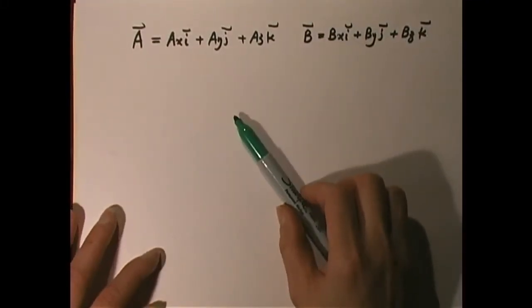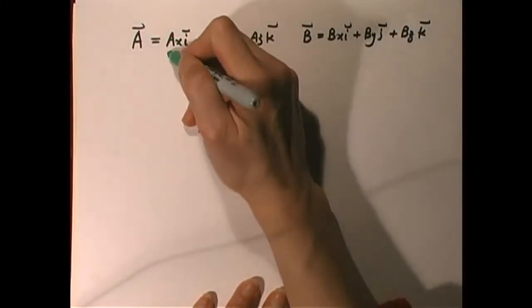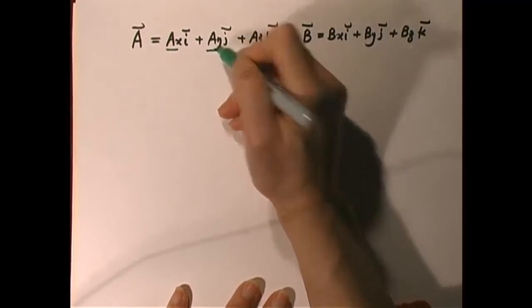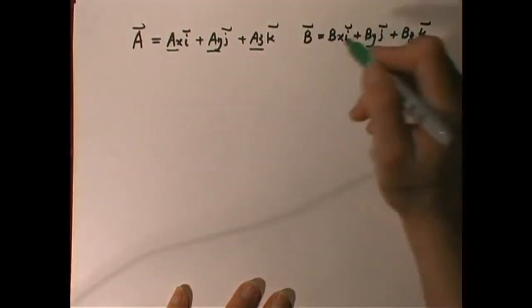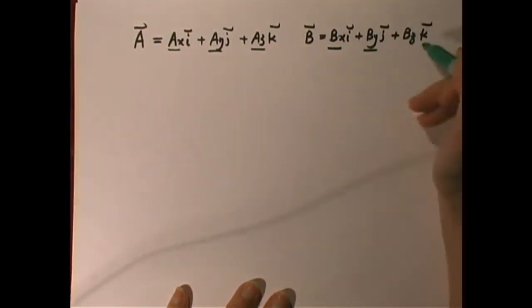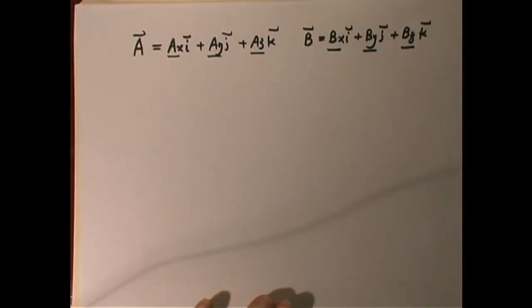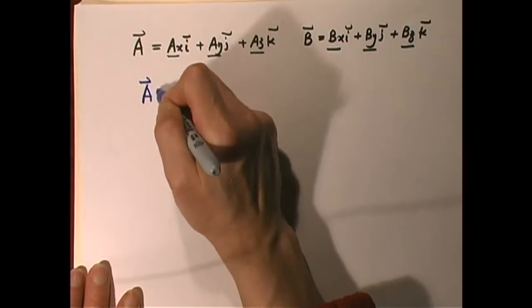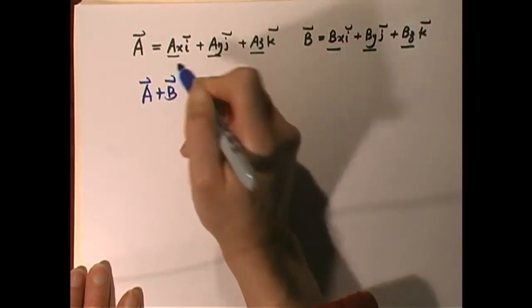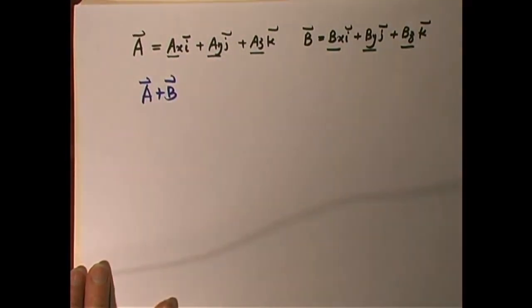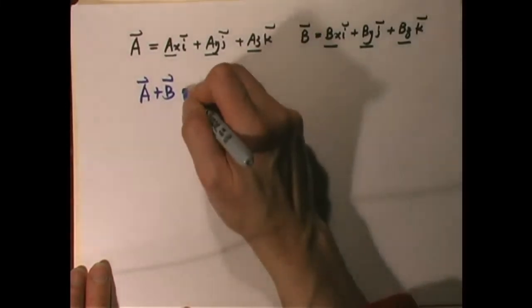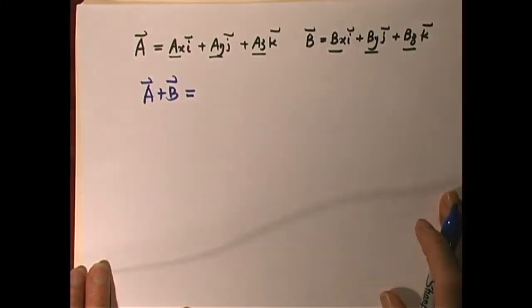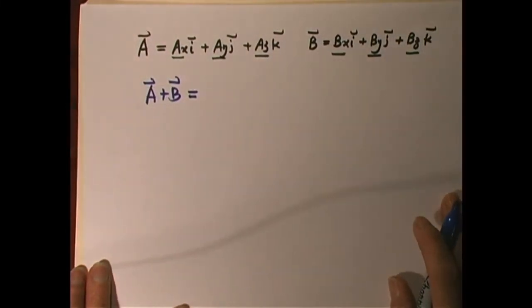Now we have two vectors: A, with components Ax i, Ay j, Az k, and the other one, vector B, similar. If we want to add A and B, A plus B, graphically, we know how to do it. Mathematically, how do we do that? Well, you look at this. If we want to add A and B, we have 6 terms.